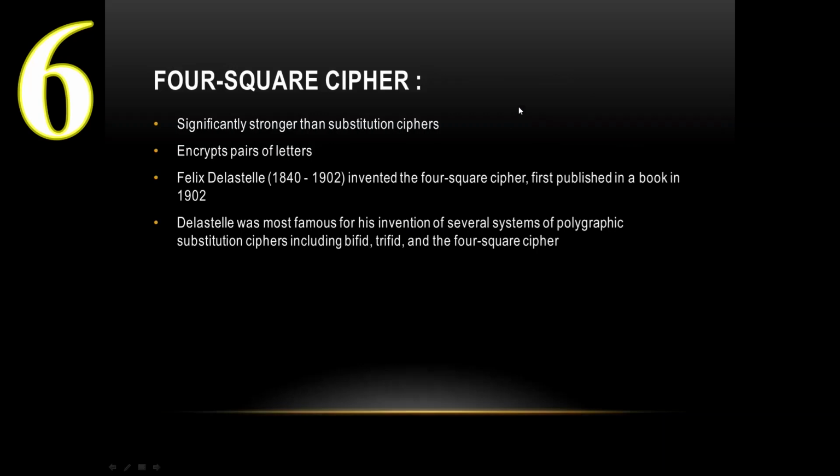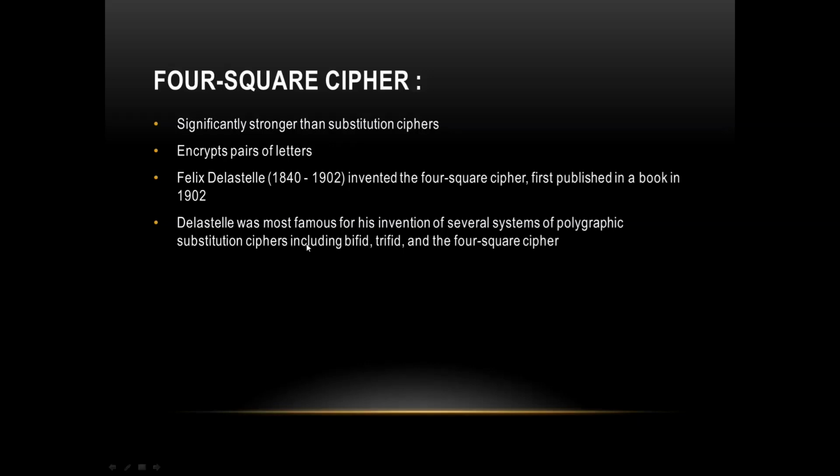And the next cipher which we have in our next slide is the 4-square cipher. It is also quite a complicated cipher, which if you want I can discuss in more detail in my next video, and it is significantly stronger than simple substitution ciphers. It also encrypts pairs of letters. Felix Delastelle invented the 4-square cipher, and it was first published in a book in 1902.